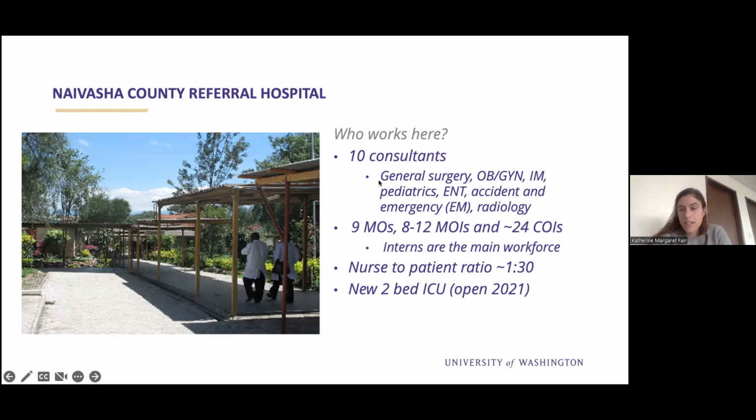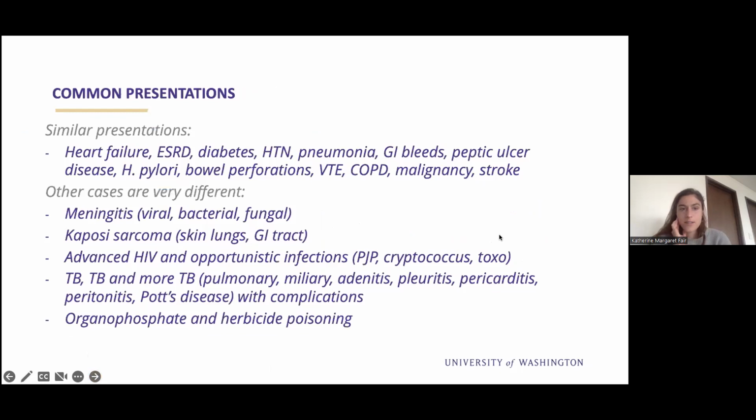And then they're supervised by medical officers, who are folks that have done an internship and worked at the hospital for maybe a couple of years, but have not been able to go to residency, because unfortunately residency costs. You don't get paid as a resident in Kenya. It's inaccessible to a lot of people. We talked a lot about common presentations.